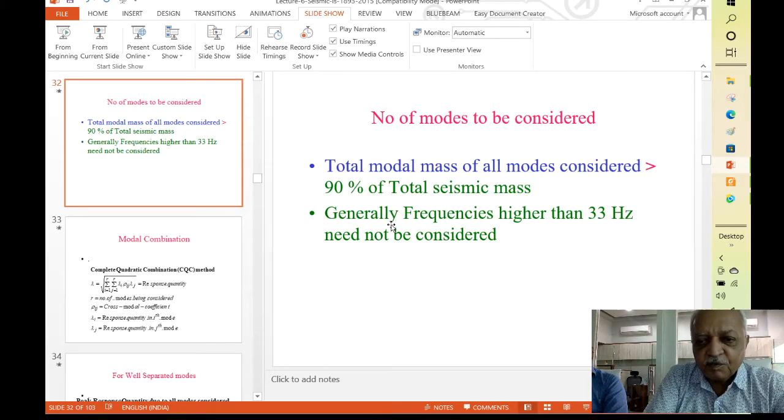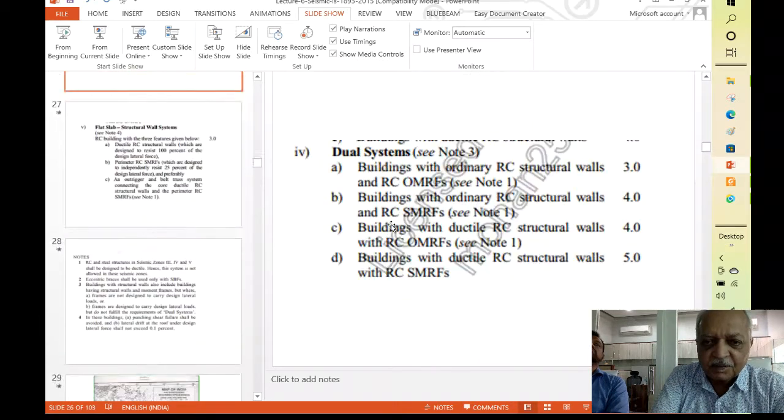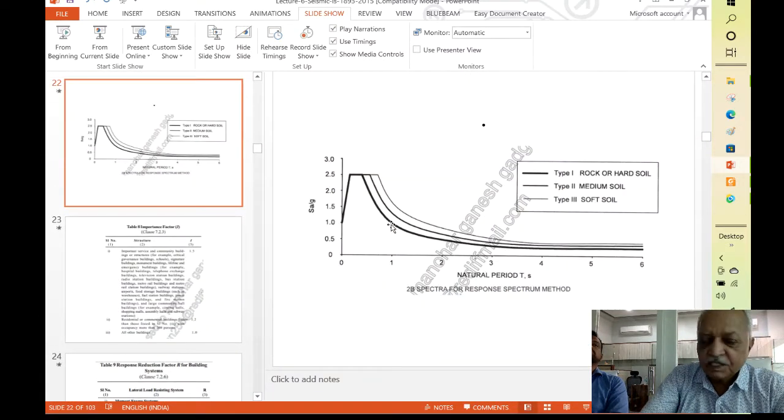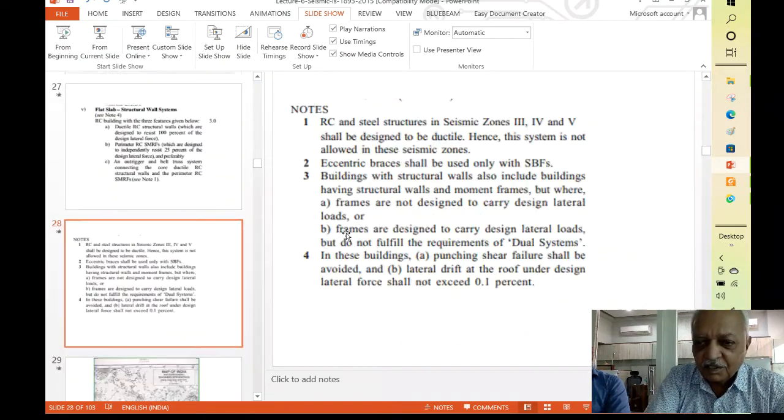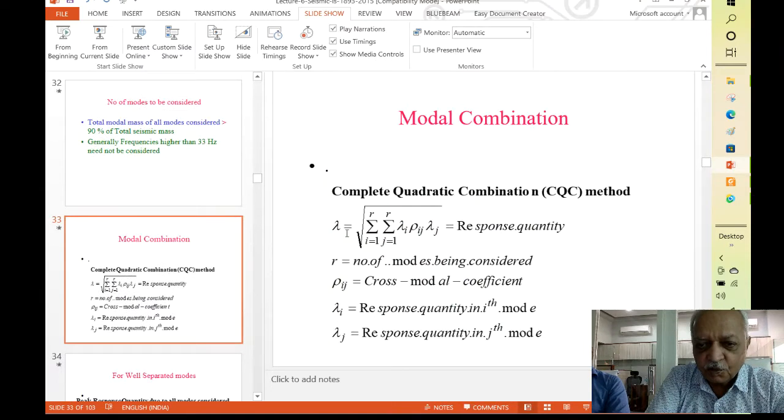And for frequencies higher than 33 cycles per second, you don't have to calculate, because if you see the response spectrum, once the frequency is 33, the period of vibration is 1 upon 33, that is 0.03. So you are very close to the start, as if you are in this region. Anything beyond that, the factor is the same. So it doesn't matter whether you are calculating higher modes or not. For all of them, the value is going to be the same, and we don't have to unnecessarily increase the numerical work and get results which are of no great consequence.